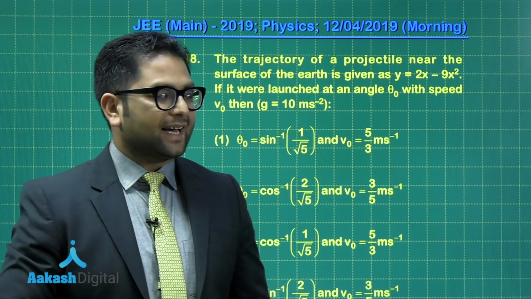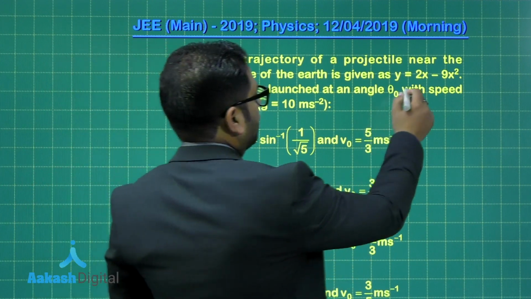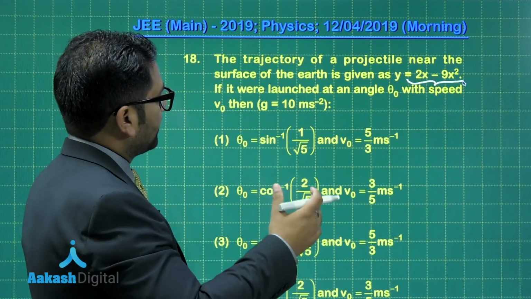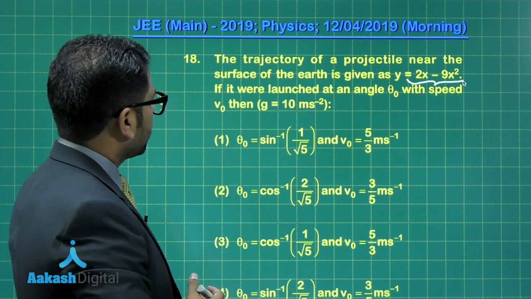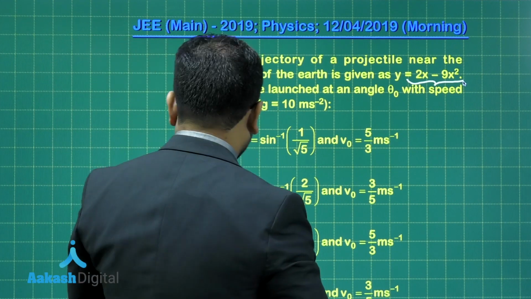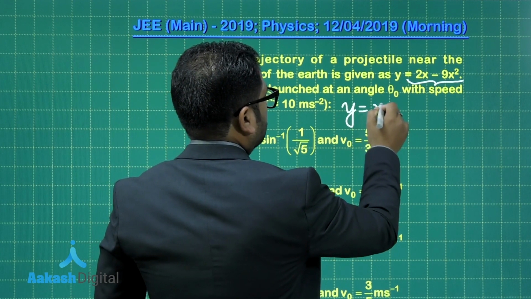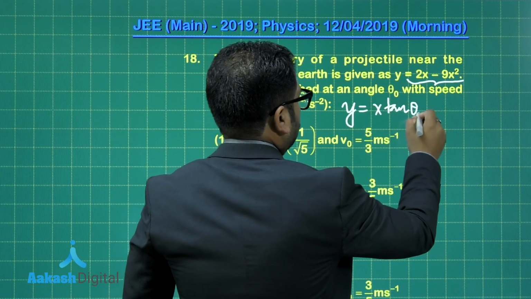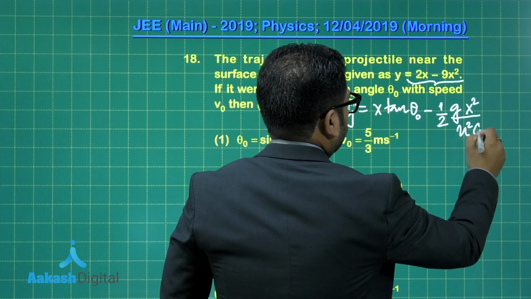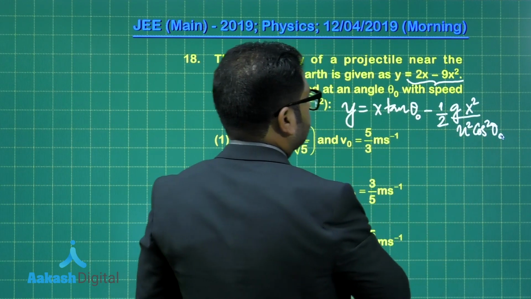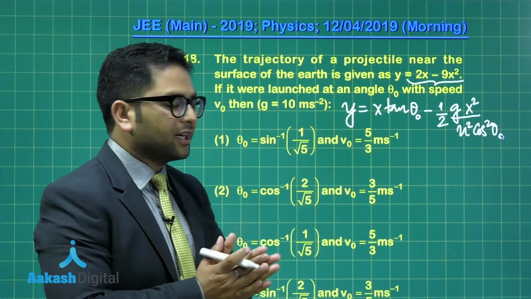Question number 18, that has been put from kinematics. There is the projectile, a trajectory has been given, 2x minus 9x square. And on the basis of this, we need to calculate the angle of launch, which is theta naught, and the speed of launch, which is v naught. This is a very straightforward question where you get y equals x tan theta naught minus half g x square by u square cos square theta naught. U is the initial speed that I've written there, which here is denoted by v naught, and that hardly matters.